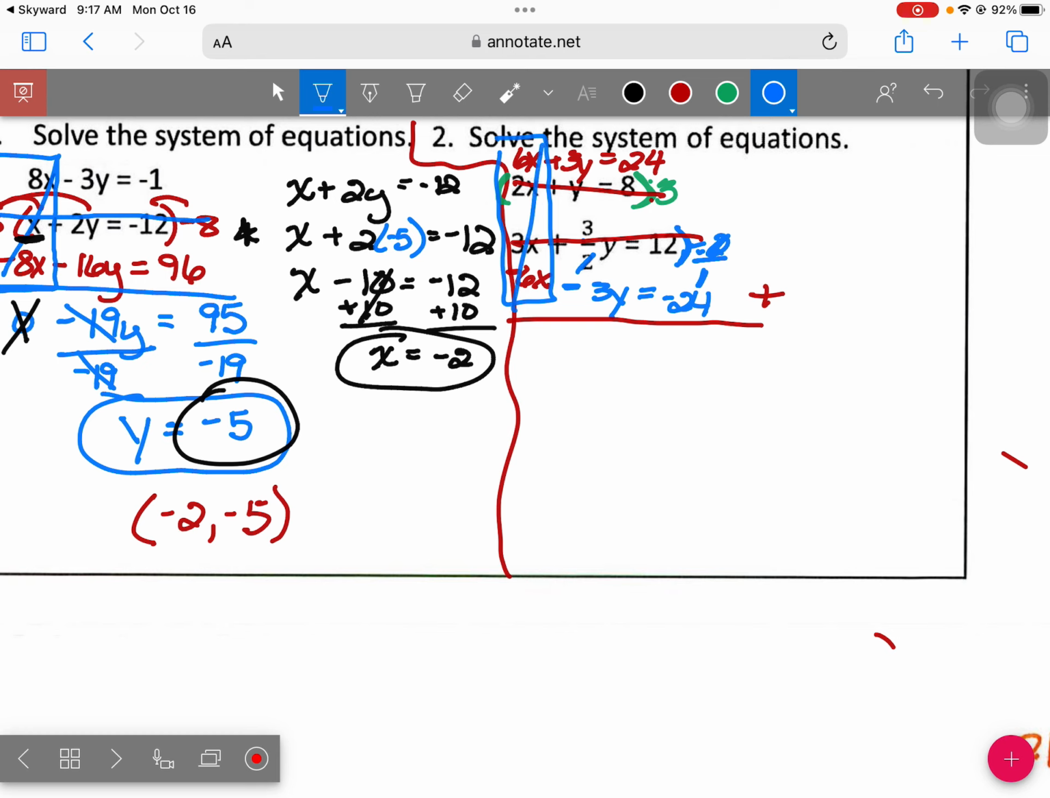3y plus -3y. What does that give me? That cancels out too, right? So that's a 0 equals 24 plus -24. Well, those are two opposites. When you add them together, you get 0. 0 equals 0. Well, first of all, is that true? Does 0 equal 0?